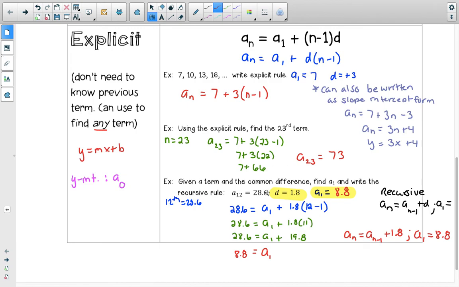From the explicit, we get the a sub 1 and our common difference. Then once we have both of them, we can have our recursive and our explicit rule. We could even now write our explicit rule if we wanted to.